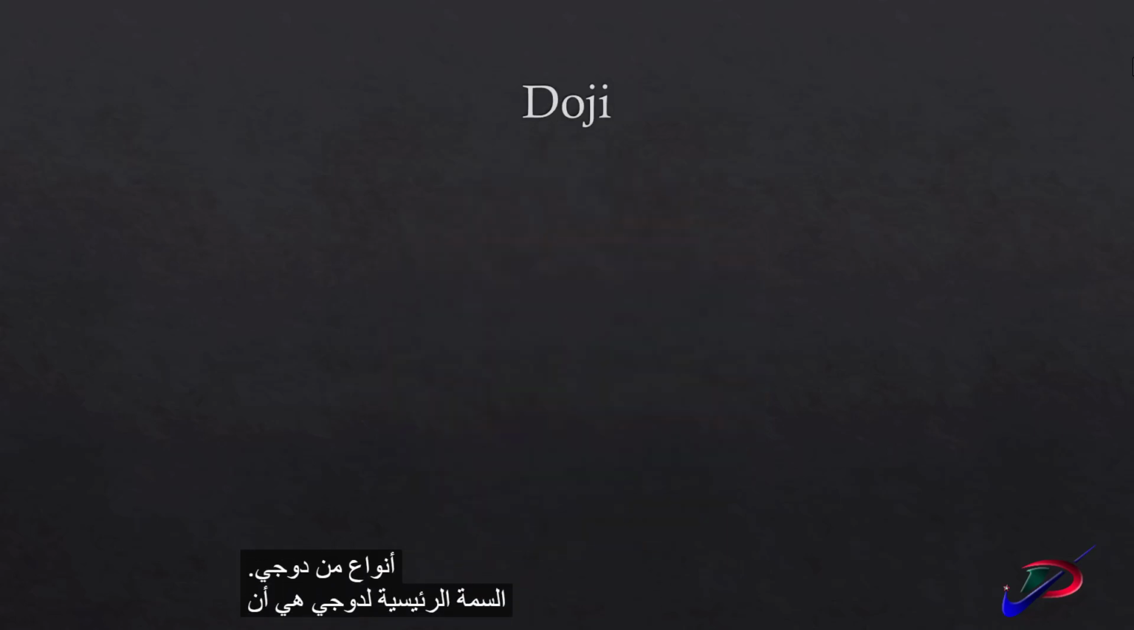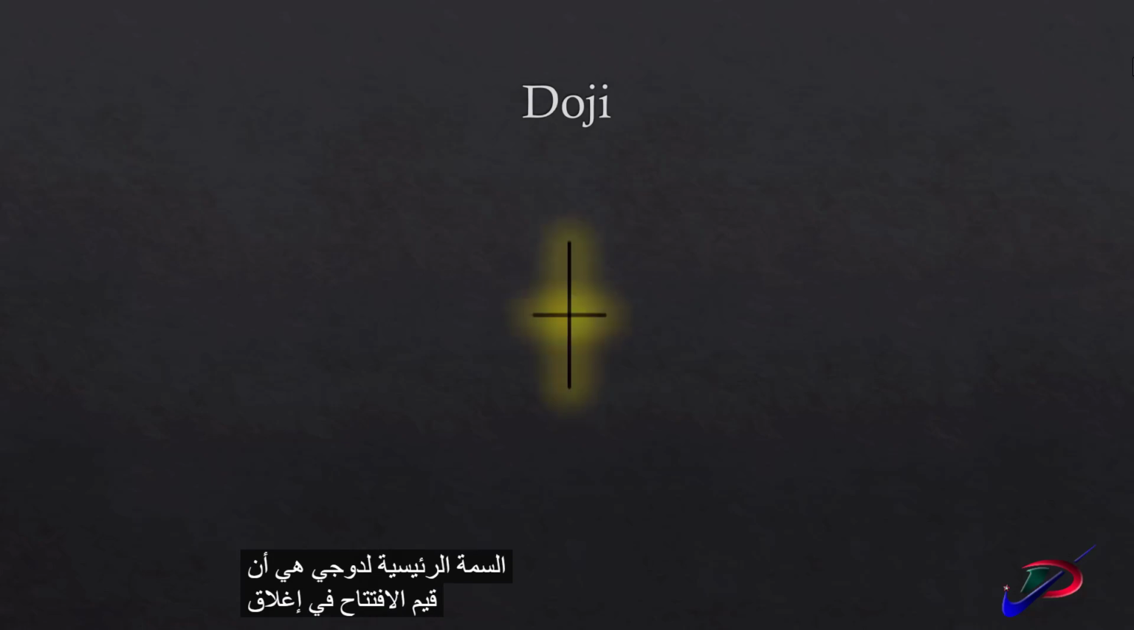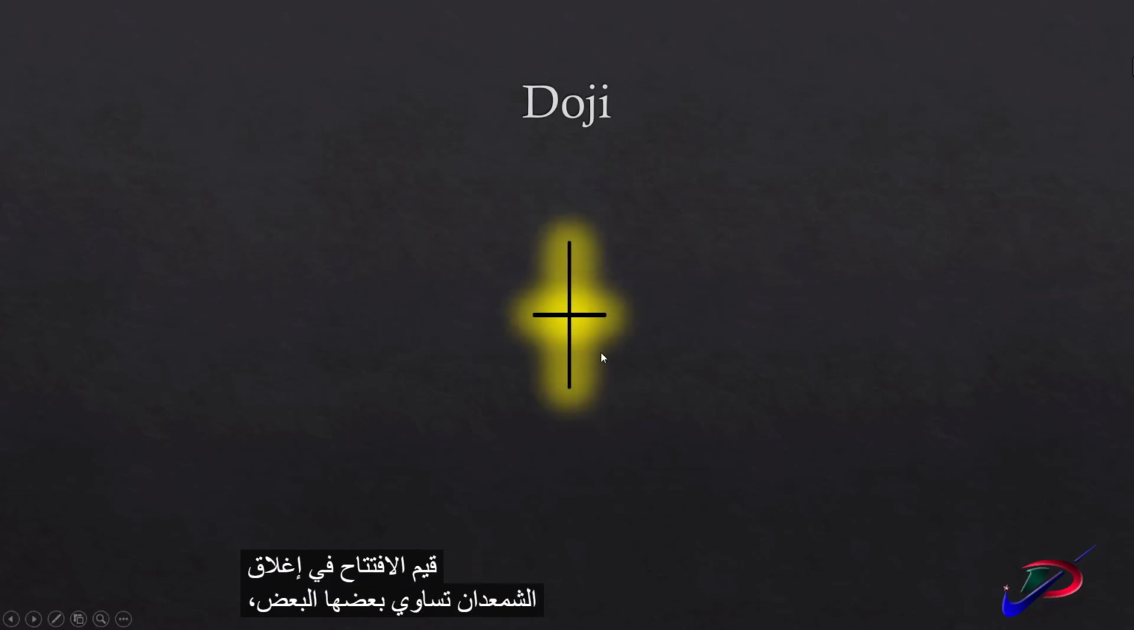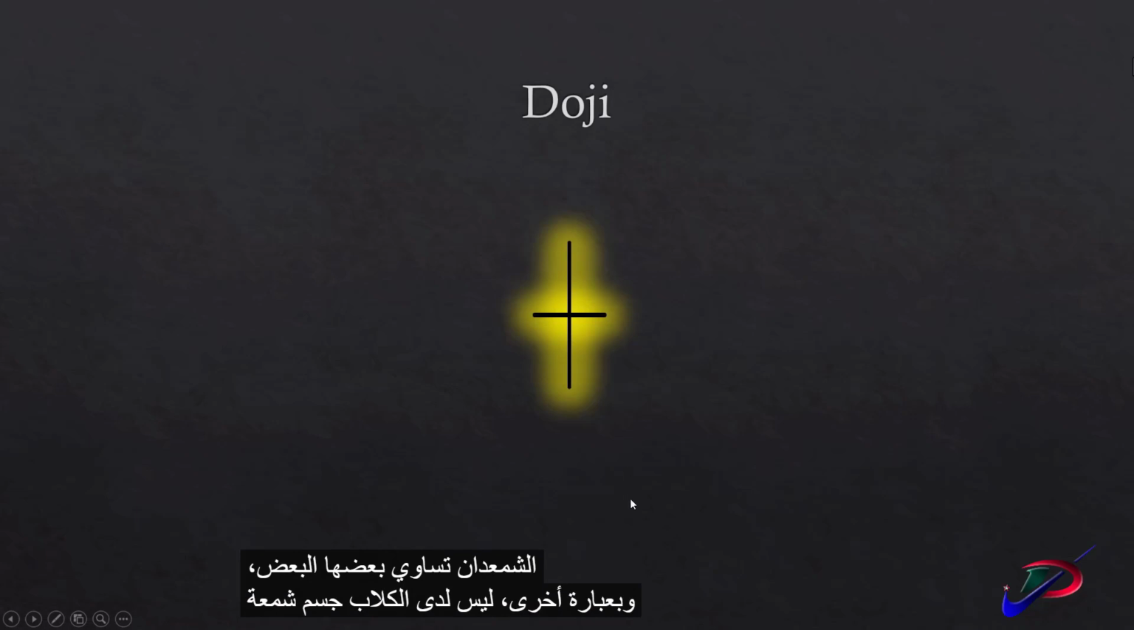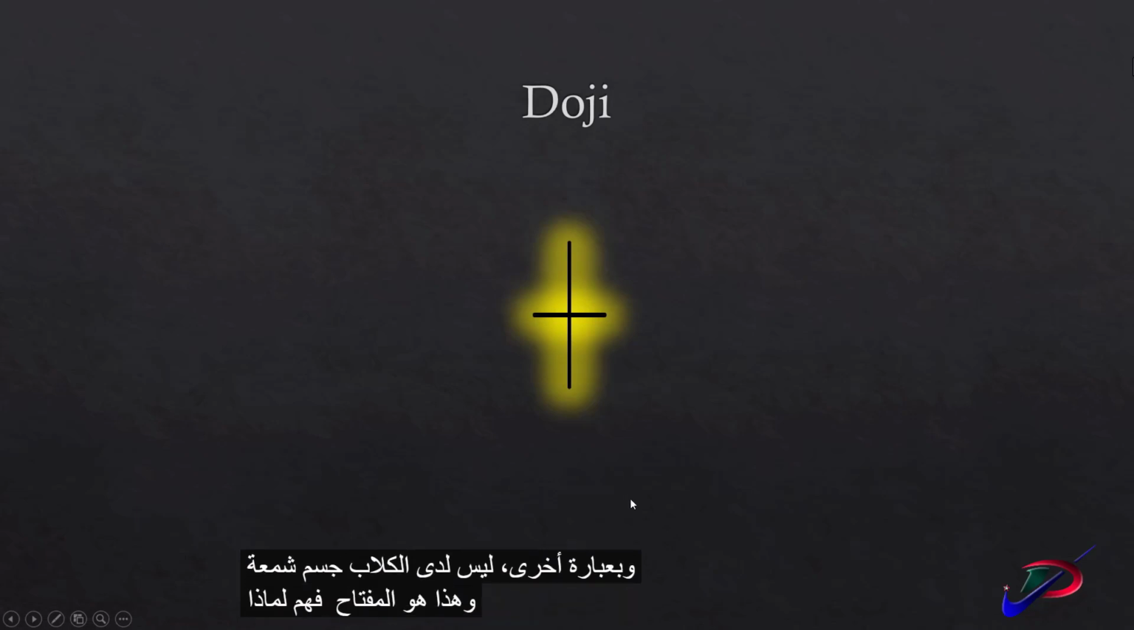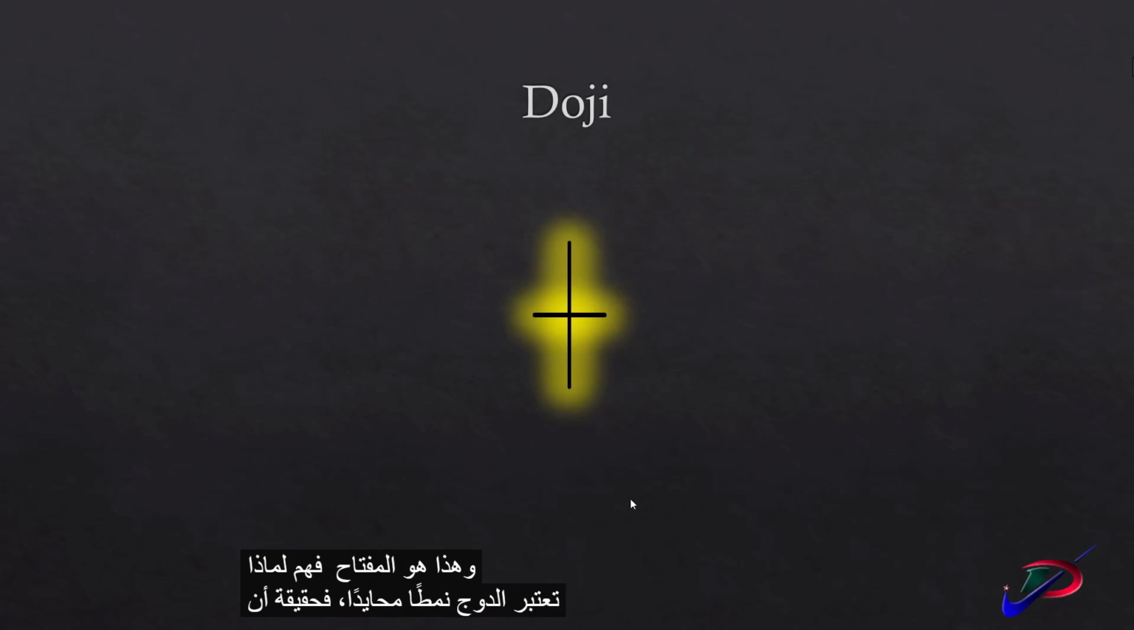The main characteristic of a doji is that the opening and closing values of a candlestick are equal to one another. In other words, dojis have no candle body. That's the key to understand why dojis are a neutral pattern.